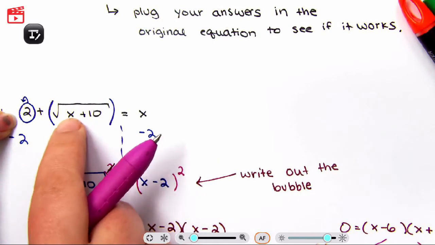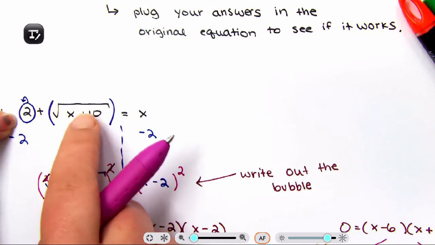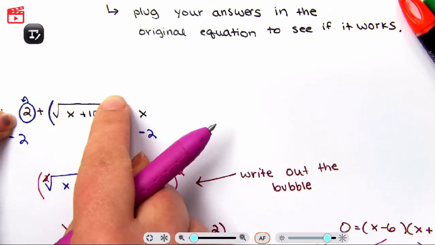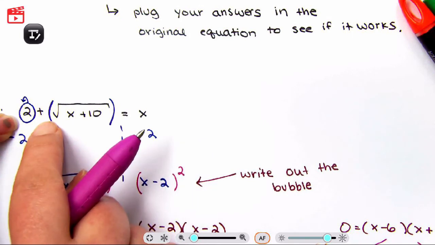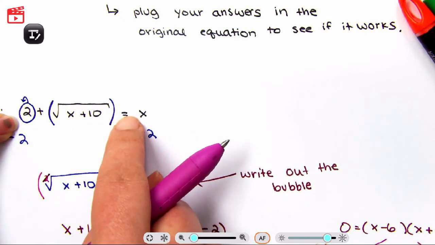Trying negative 1. Negative 1 plus 10, that's 9. 9 square rooted is 3. 3 plus 2 is 5. 5 does not equal negative 1.